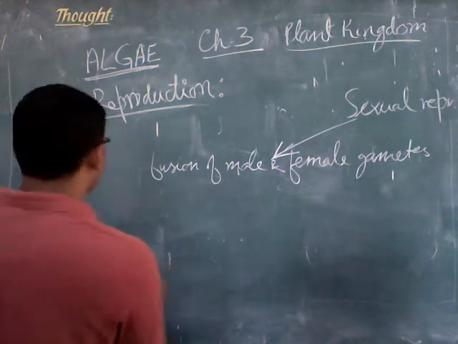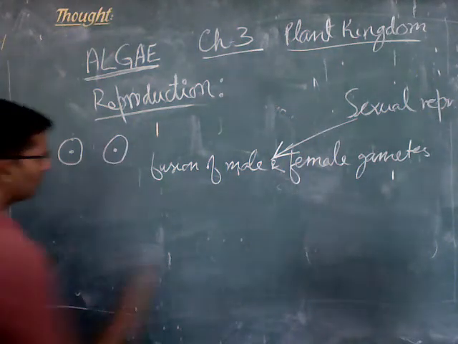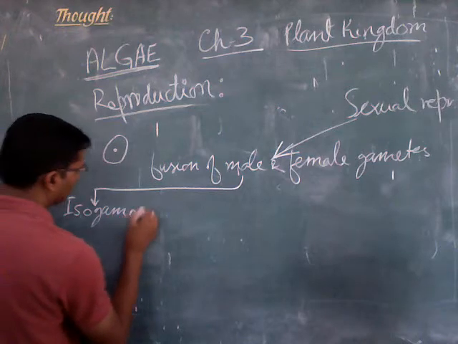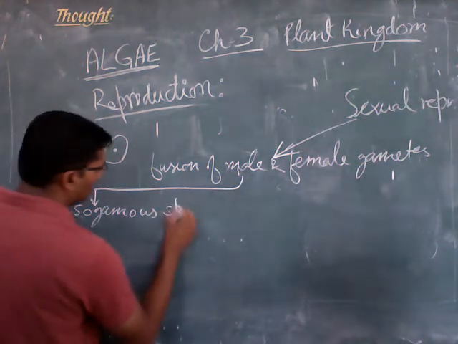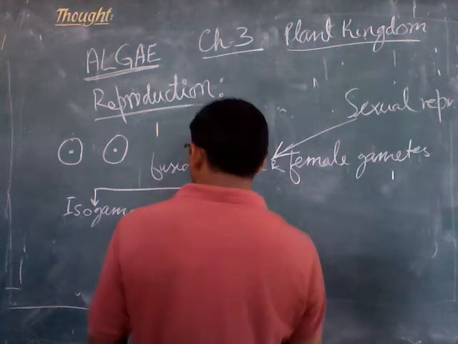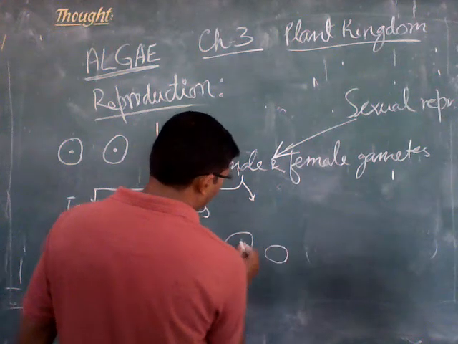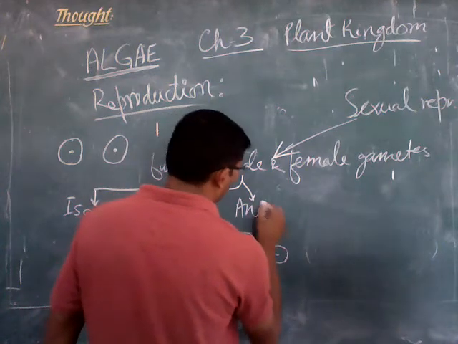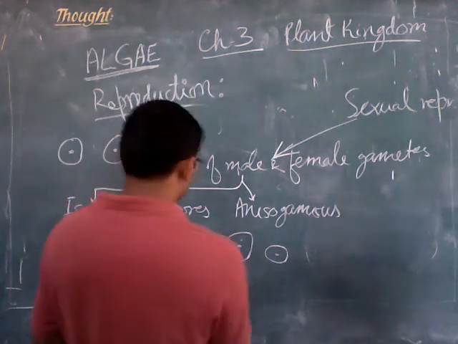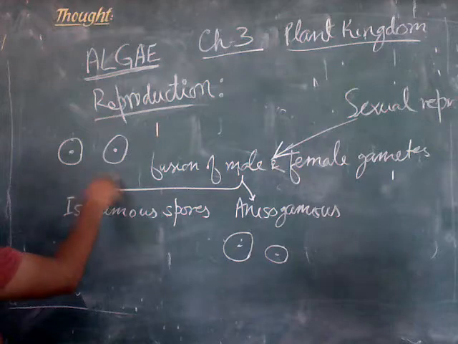So what will happen? The male gamete and female gamete may be of a similar size and a similar type. This kind of reproduction will be called isogamous type of sexual reproduction. Okay? Then the other type is where dissimilar or different kinds of gametes will be there. This is called the anisogamous kind of sexual reproduction. Here they will not be similar, they will be dissimilar in size, whereas in isogamy they will be similar.